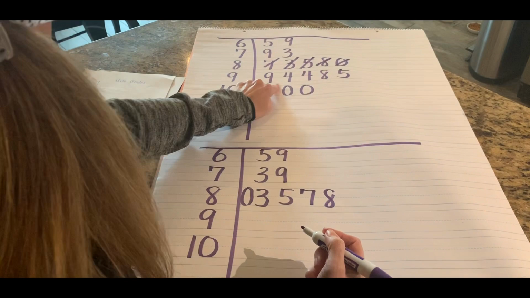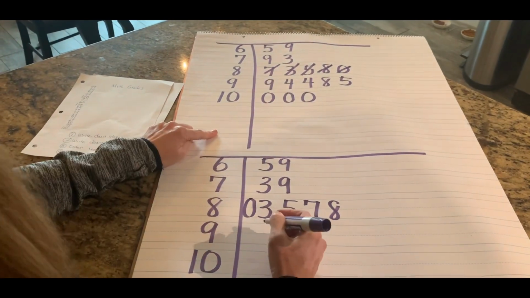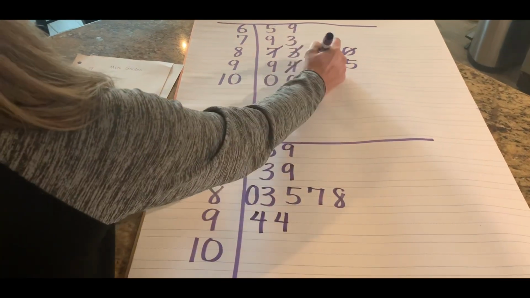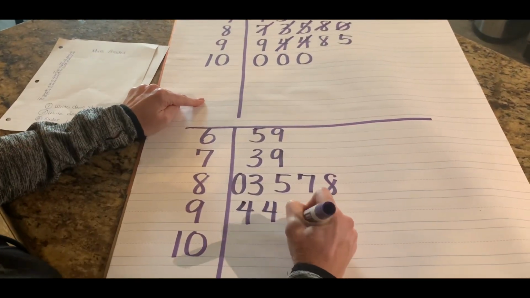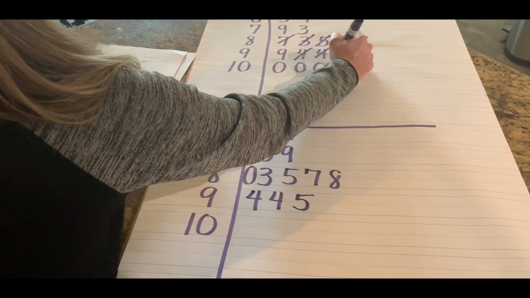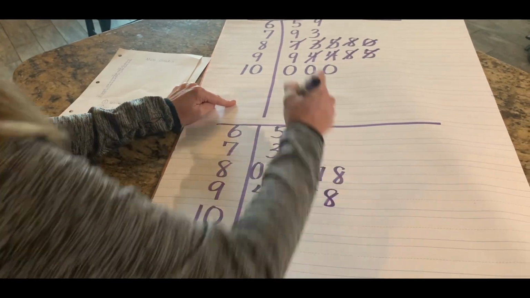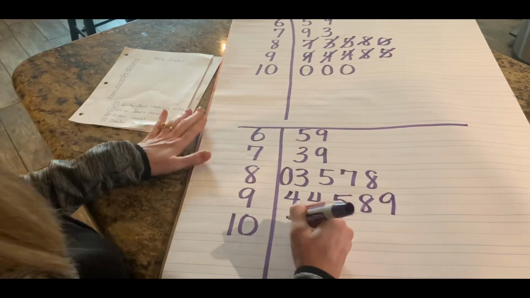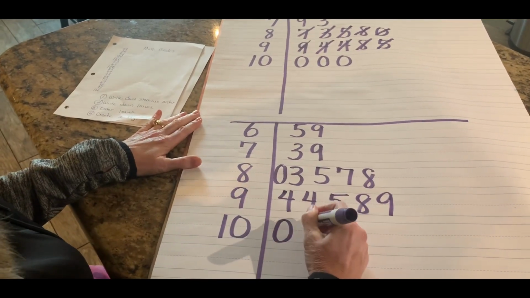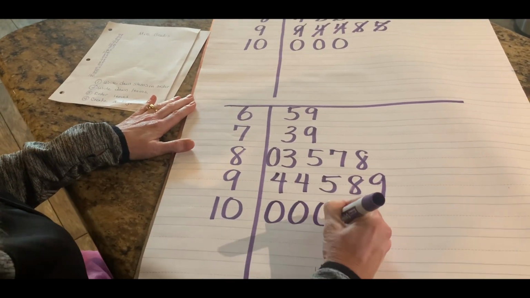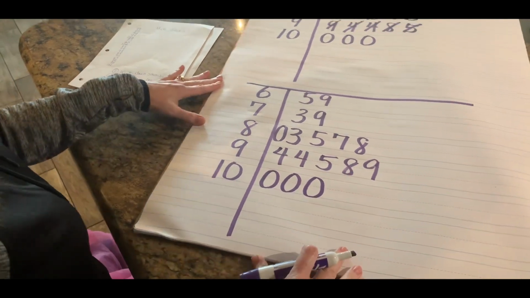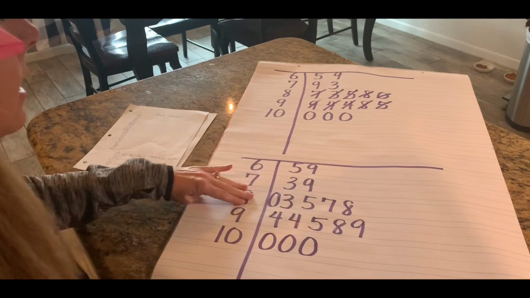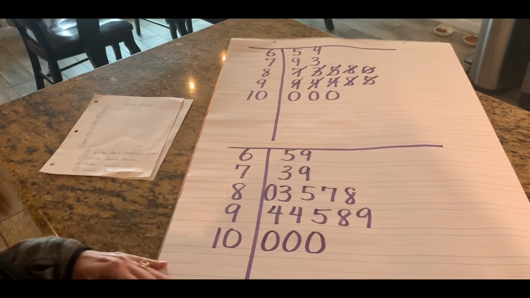Then on my 9s, I have a 4 and a 4, a 5, an 8, and a 9. And on that one, I have 3 zeros because those were hundreds. So 1, 2, 3. Now, those are very organized and much better. So Mom can see my 60s, 70s, 80s, 90s, and all my wonderful hundreds.